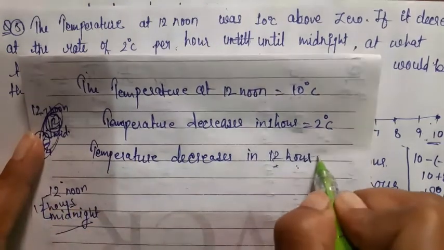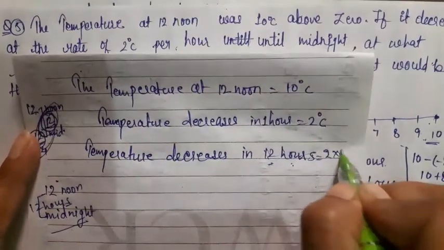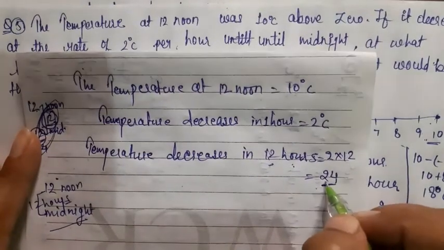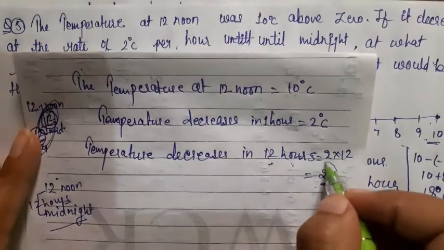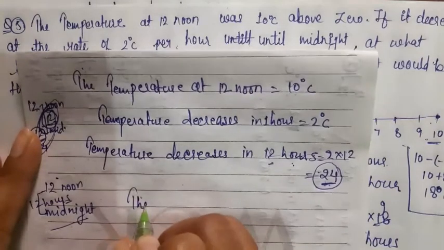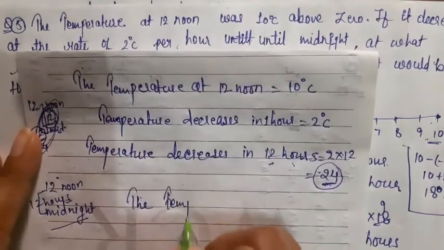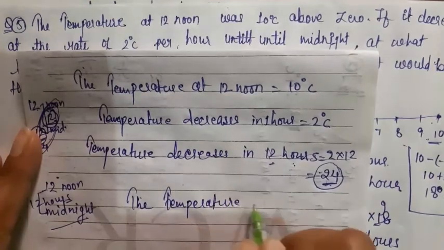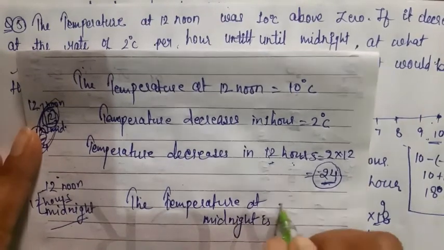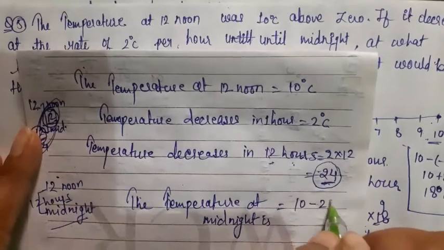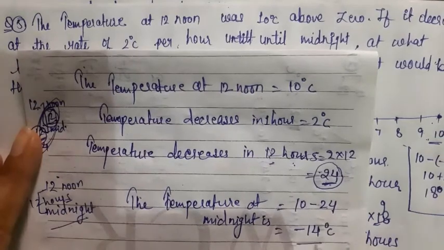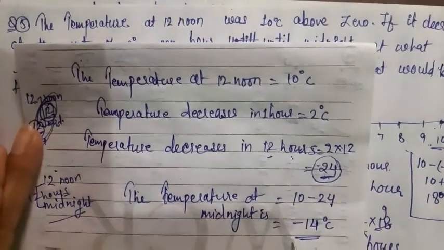So here I write 12 hours, the temperature decreases 2 multiplied by 12, so here 24. Because the temperature decreases, we subtract this from the temperature. So the temperature at midnight is 10 minus 24, which means we have -14 degrees Celsius temperature at midnight. This is the answer.